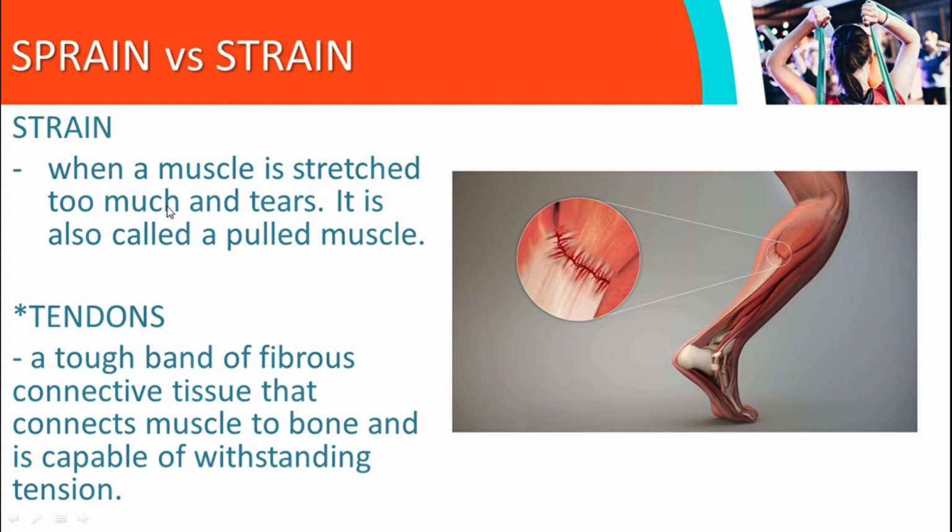So that's strain. Again, ligaments connect bone to bone, and if there's an injury to the ligament, it causes a sprain. Tendons connect muscles to bones, and when an injury happens to your tendons, or if the muscle that connects from your muscle to the bones tears, that's what you call a strain. Alright, so that's your sprain and your strain.